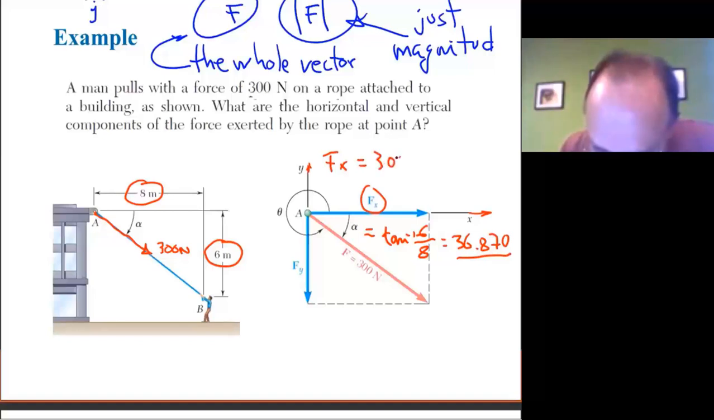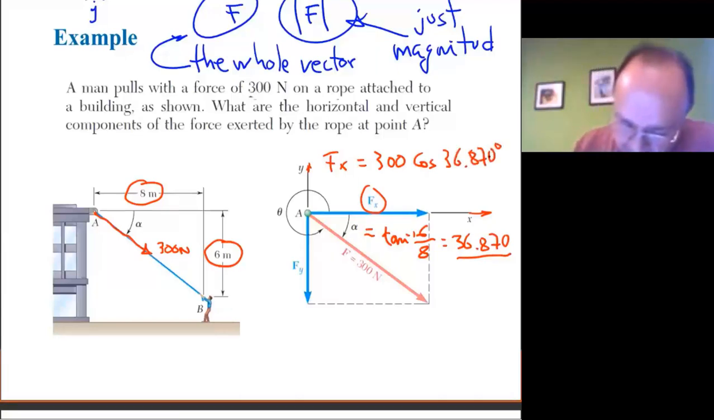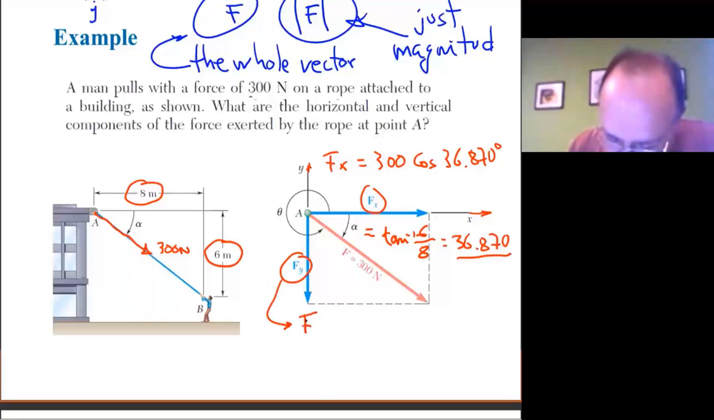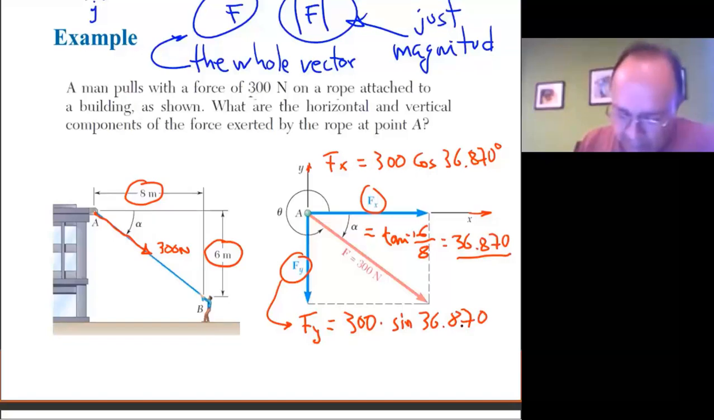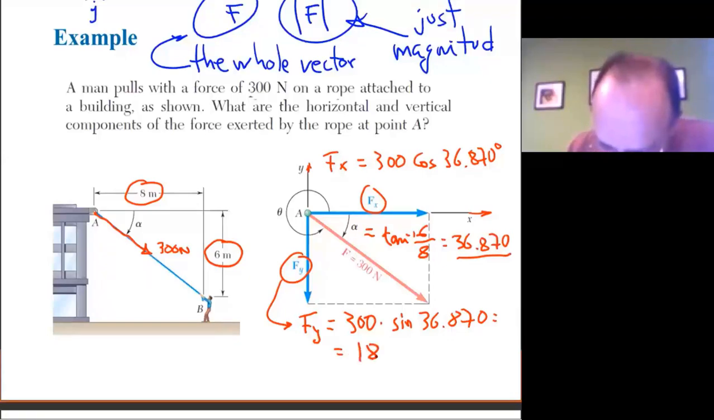Fx is 300 cosine of 36.870 degrees, right? Whatever that is. And we can find 240. Fy equals 300 sine of 36.870, right? 180. Fy is 180. And Fx is 240. Oh, but Fy is in a different direction.